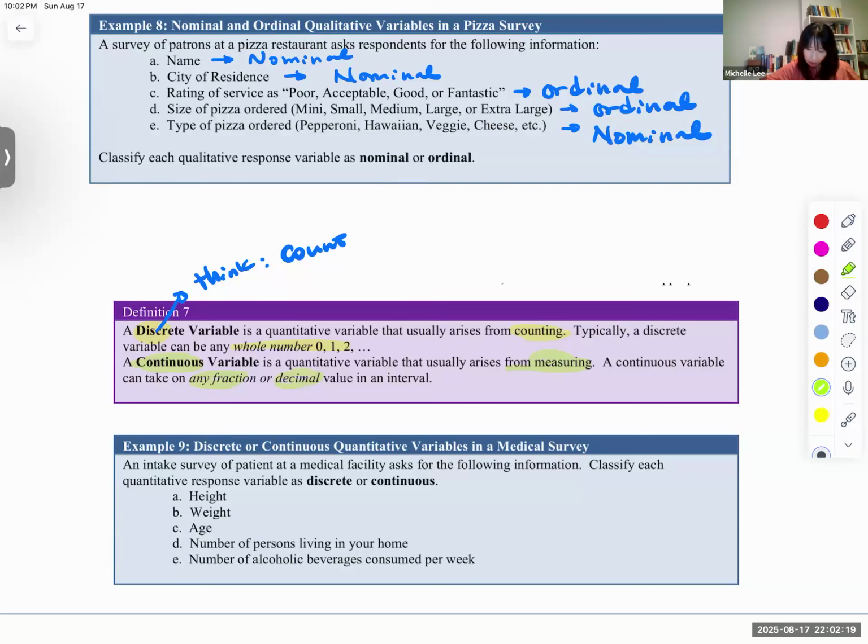Okay, let's take a look at these. Let's answer discrete or continuous for these quantitative variables. All right, so height. It's a measurement, so it's continuous, right? Weight, also a measurement, right? So continuous.